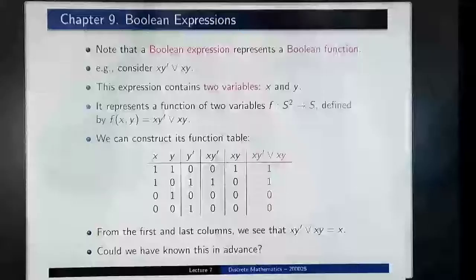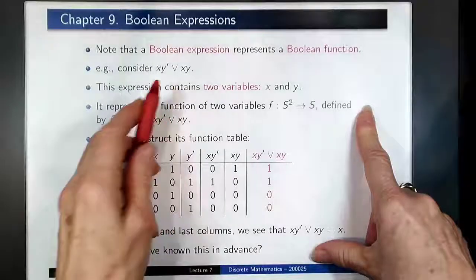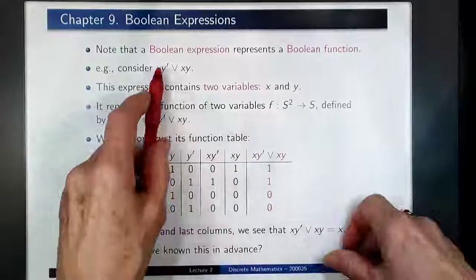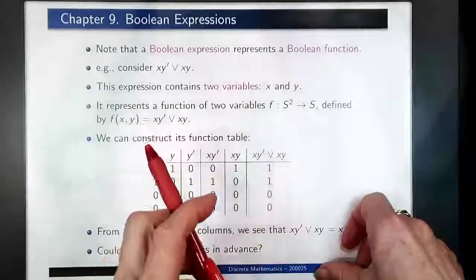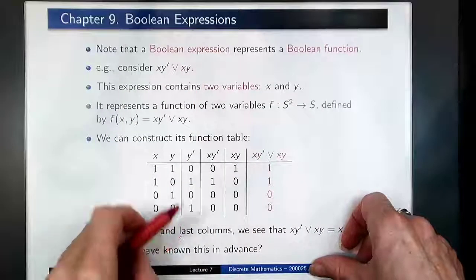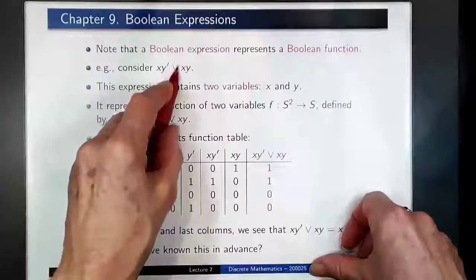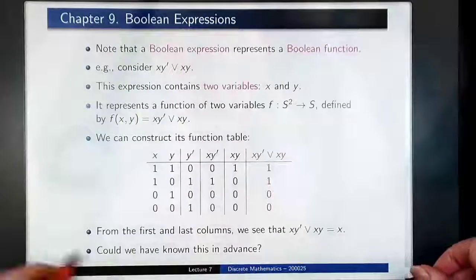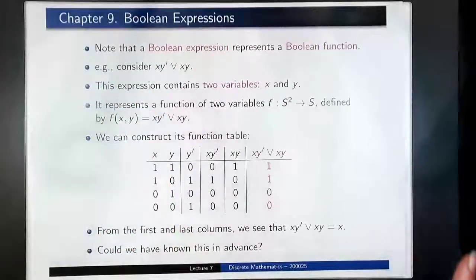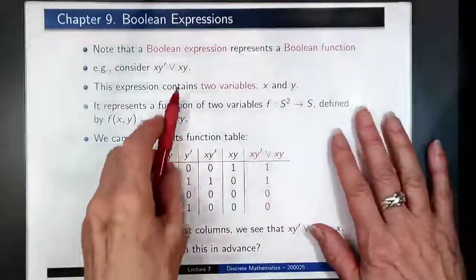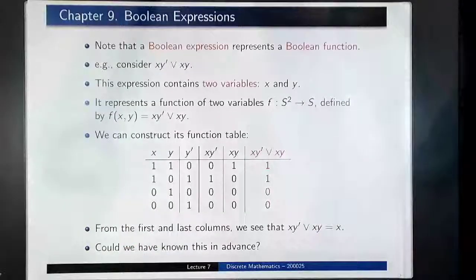Okay, a Boolean expression represents a Boolean function. So you can write things out with x's, y's, or's, ands, nots, or you can do the whole table. But it's nice to be able to go between the two. Okay. Let's have a look at an example of a Boolean expression. Note that we've got two variables here, x and y. We're using the connective not and the connective or. This does represent a function. Let's see what the function is in terms of its table.